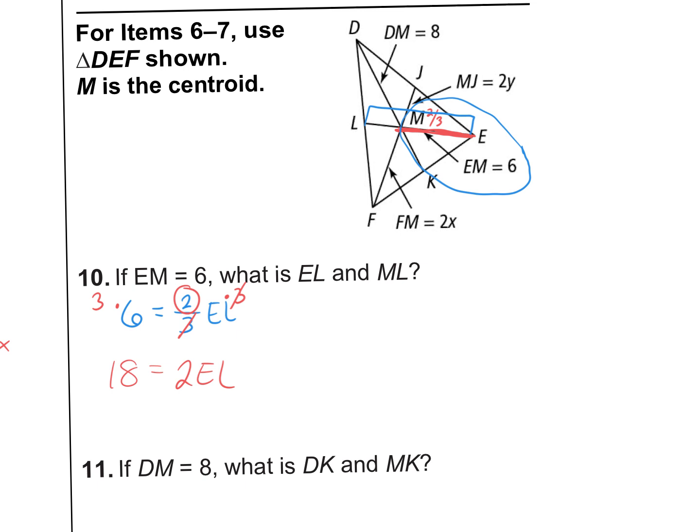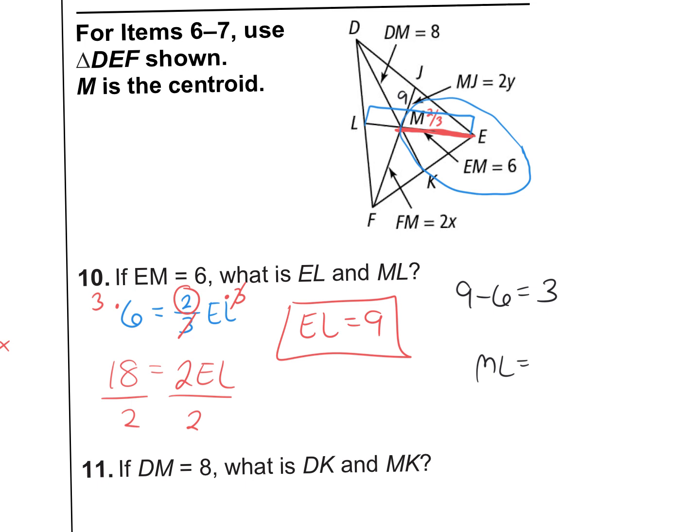Last step. Divide by 2. EL equals 9. How many answers should you have on both of these? 2. Once you find one of them, how can you find the other one? Turns into a subtraction problem. Okay, so the whole thing is 9. Part of it is 6. So we can take 9 minus 6, which is 3. So ML equals 3.